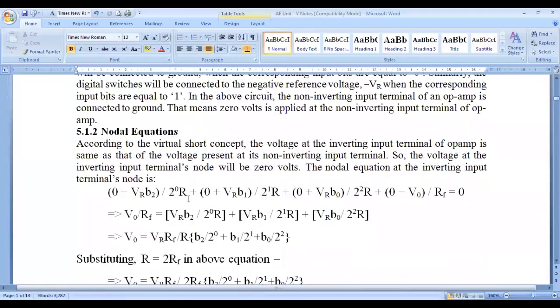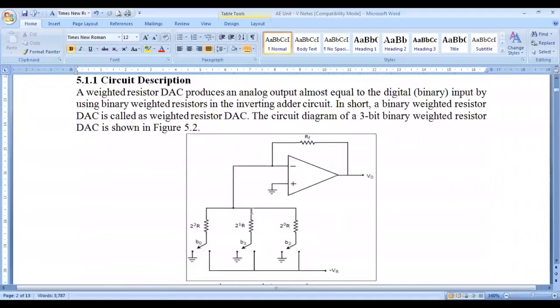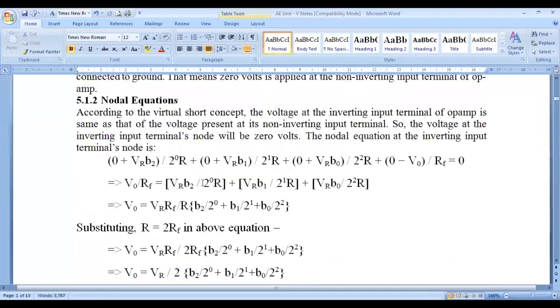The nodal equations are available here, but before that, this positive terminal is grounded. This point is called virtual ground. Based upon the ideal concept of op-amp, the voltage between the input terminals will be 0. Since positive terminal is grounded, 0 voltage, here also 0 voltage is available. So we are applying KCL at this junction, which is called the nodal equation.